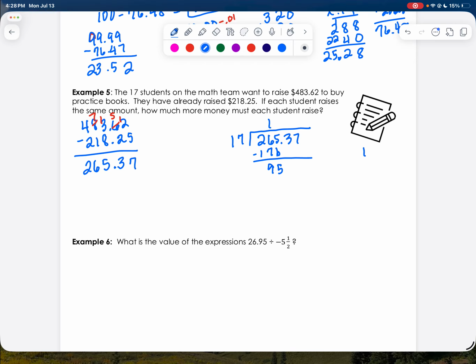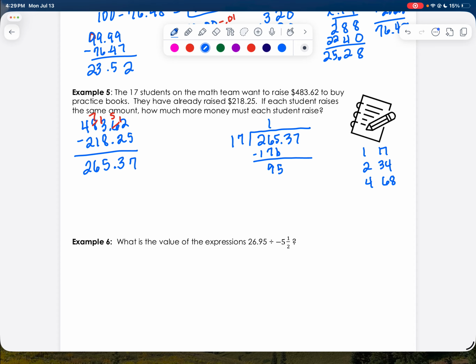Let me use a little ratio table to figure. 1 times 17 is 17. If I double 17, I get 34. If I double that again, I get 68. I'm trying to get to 95. If I double it again, that would be too much. So 8 is too much.